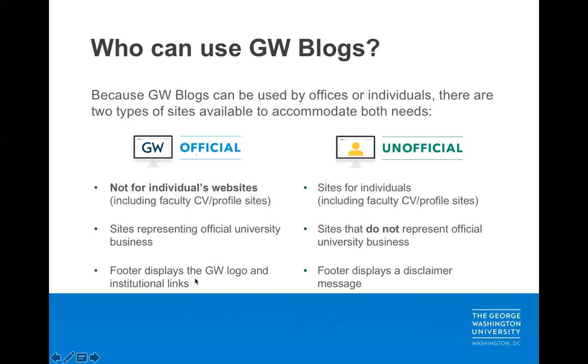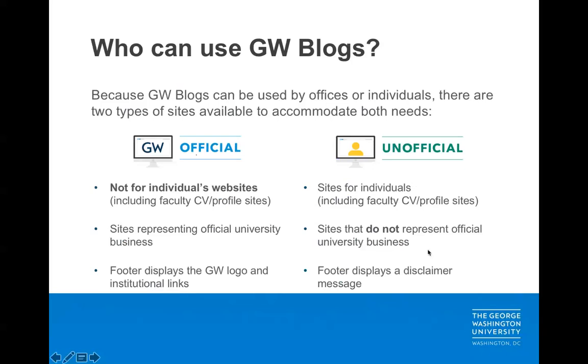And in the footer of these websites, you'll see the official GW logo and those institutional links to like the EEO policy, the privacy policy, campus advisories, things along those lines. Those will show up in the footer of an official GW blog website. Now, if you're an individual, if you're a faculty member, a student, or a staff member, you will sign up for an unofficial blog site. These are the sites for individuals, including those faculty sites, the CV ones, if the faculty is running a lab, something along those lines. Those all fall under the unofficial sites umbrella.